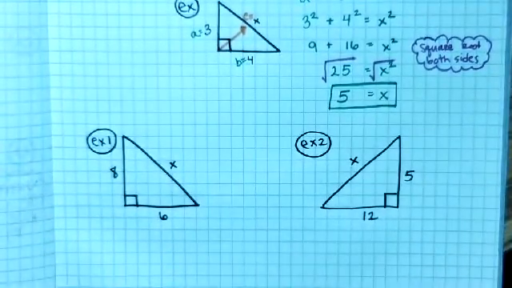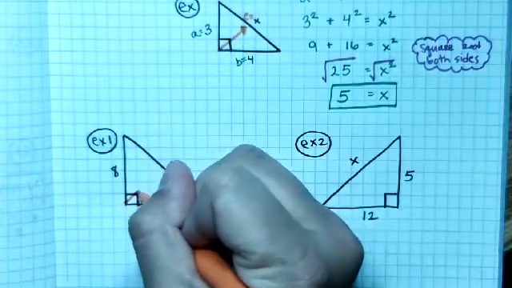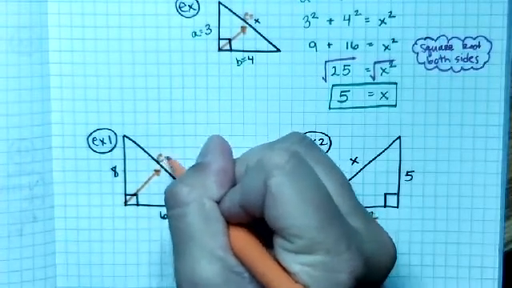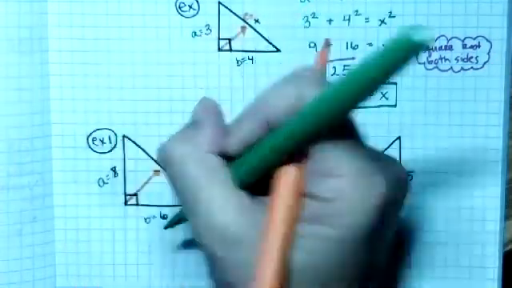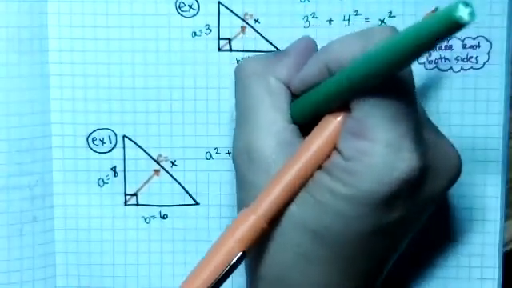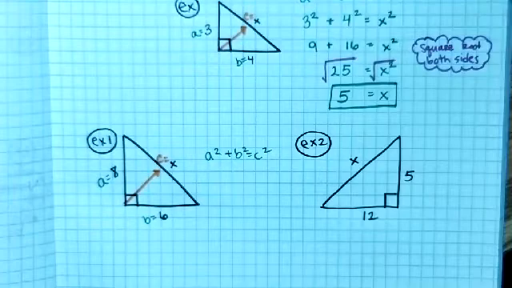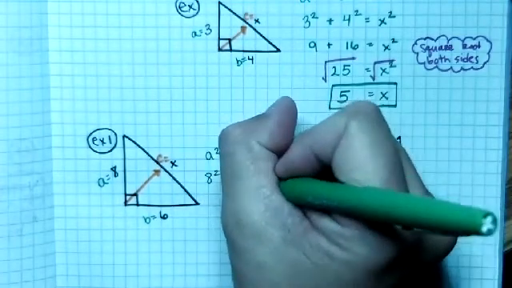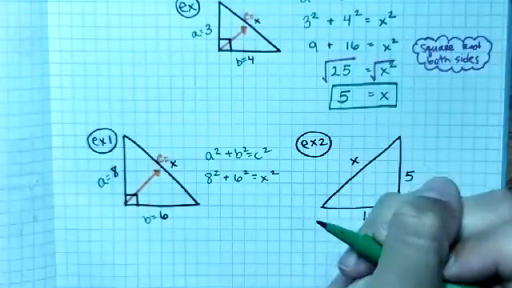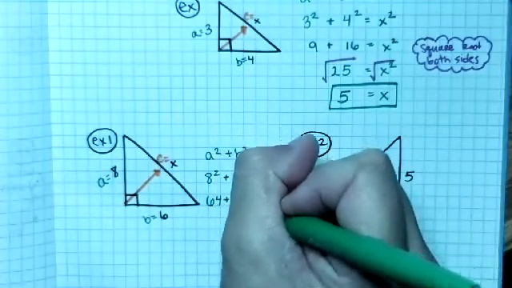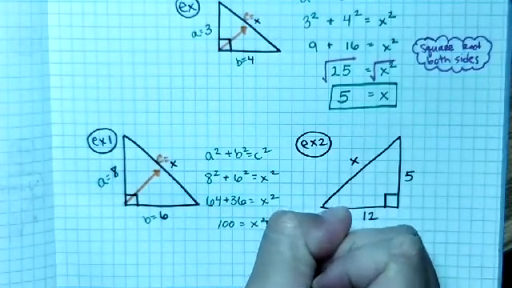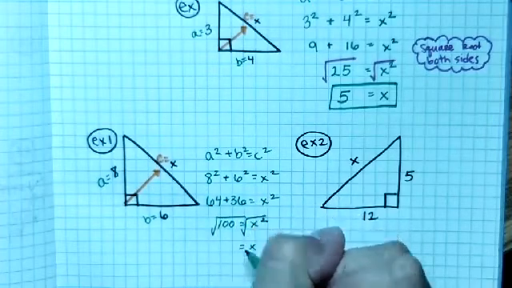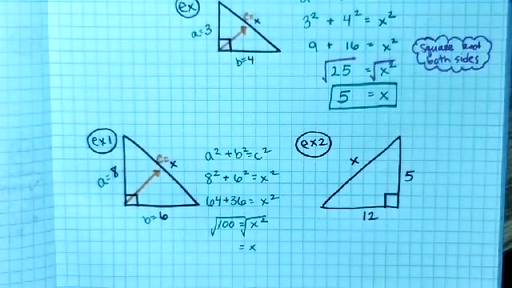All right, so I'm going to start with example 1, and the first thing I'm going to do is I'm going to figure out where my C is. So my C is across from that right angle. I'm going to draw my arrow. That's where my C is. So then it's easy for me to label A and B, and I know I'm going to have A squared plus B squared equals C squared. So that's going to be 8 squared plus 6 squared equals X squared. 64 plus 36 equals X squared, which then is 100 equals X squared. So when you square root that, you're looking for a number that times itself is going to give you 100, and that number is 10.